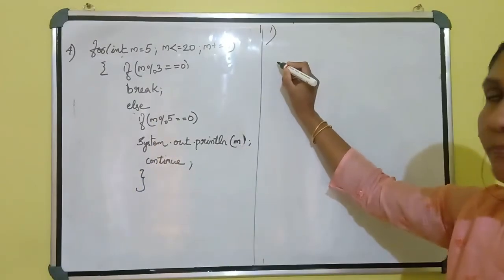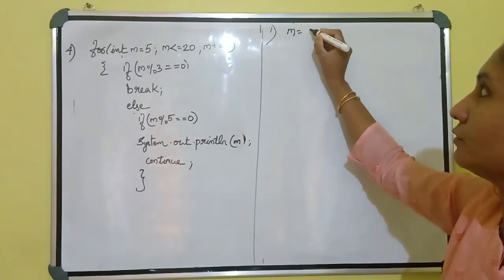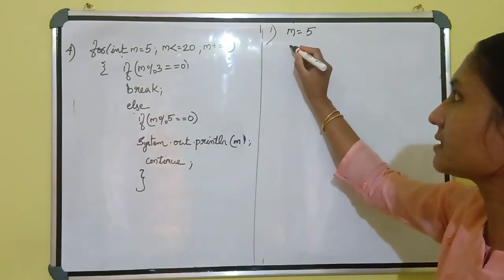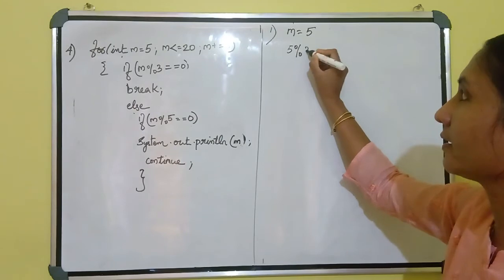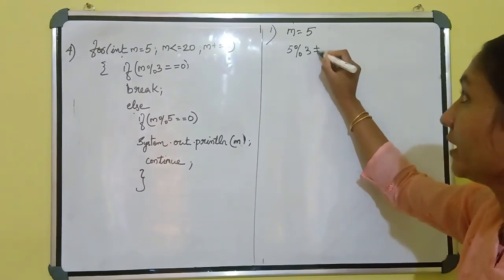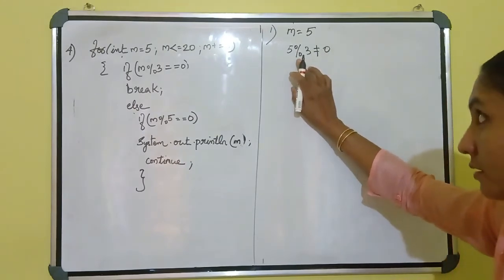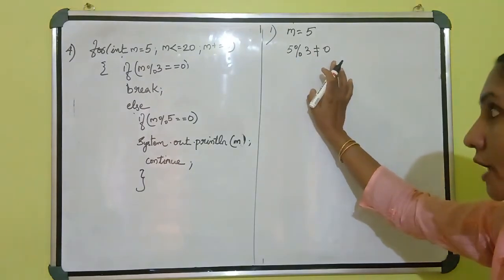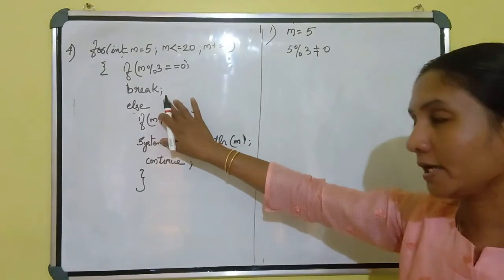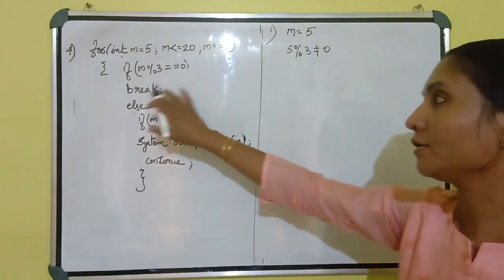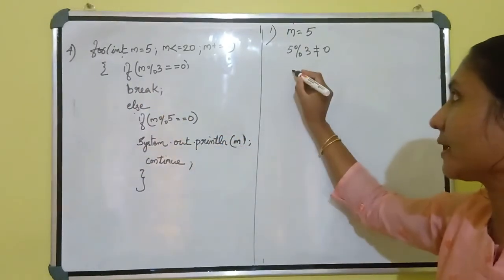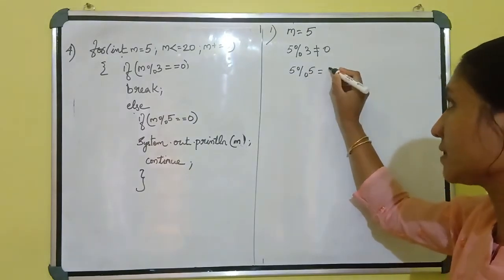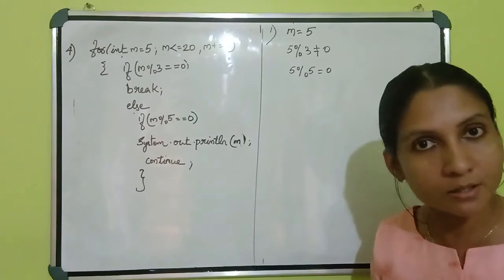The first step, the first value of m is equal to 5. Then it will go inside. First time, 5 mod 3 double equal not equal to 0. When we mod this number with this number, we won't get 0. That means not equal to 0, so we won't take this statement. Then it will go to the next part, the else part. Again it will take 5 mod 5, and we will get 0. 5 mod 5 is equal to 0.